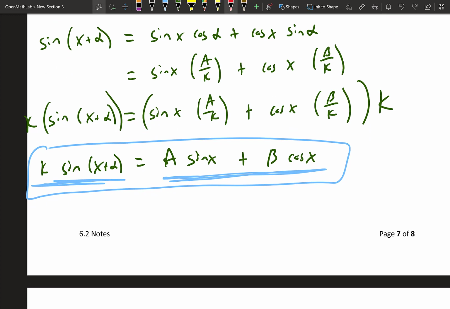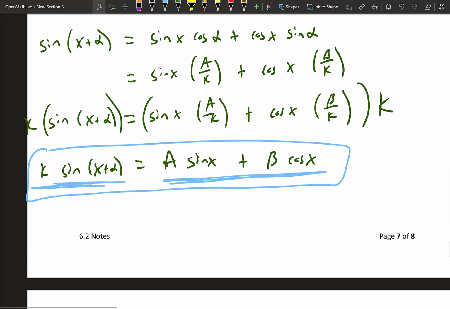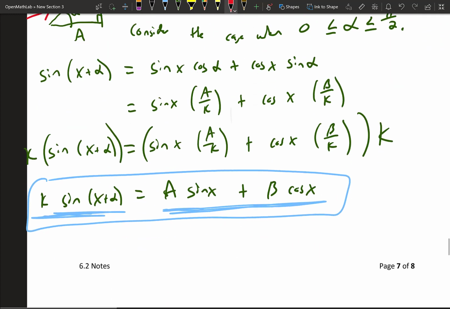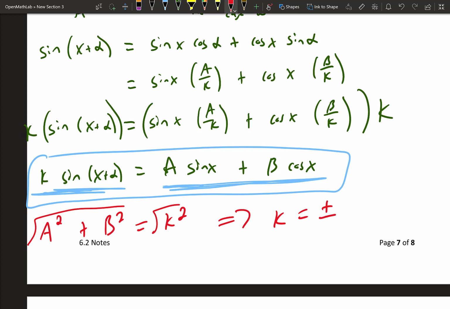And now, you might be curious, how do we define k? How do we find k? Well, you could look at this a couple of different ways. The easiest way is just using the Pythagorean Theorem from this diagram. What that tells us is that a squared plus b squared equals k squared. So if I take the square root of both sides, that leaves me with k equals plus or minus the square root of a squared plus b squared.